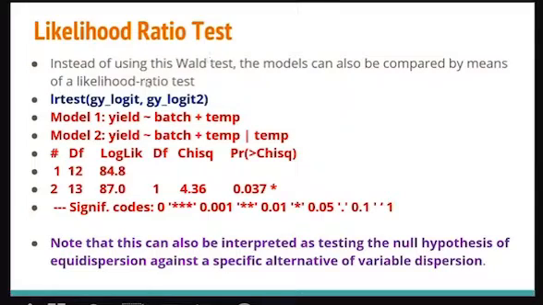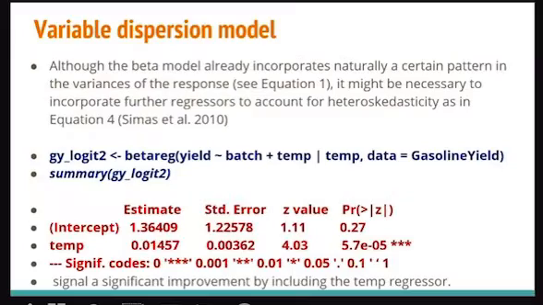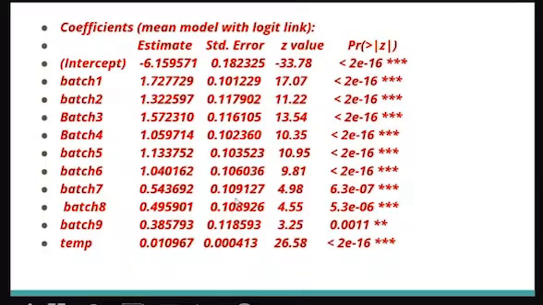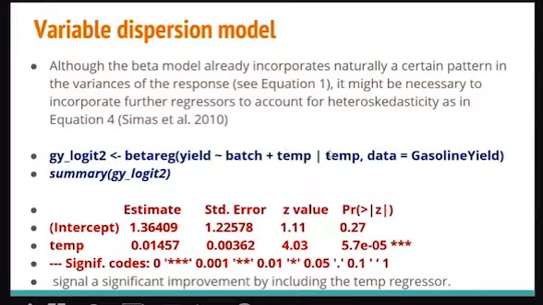What is the first model? The one I call the GY logic is the first one that we fitted. This guy here, right? That actually led to this. The second one that I call the GY logic 2 is the one where I incorporated the regressor temperature to account for heteroscedasticity. Take a look at that. Now, you know what I want to do now?